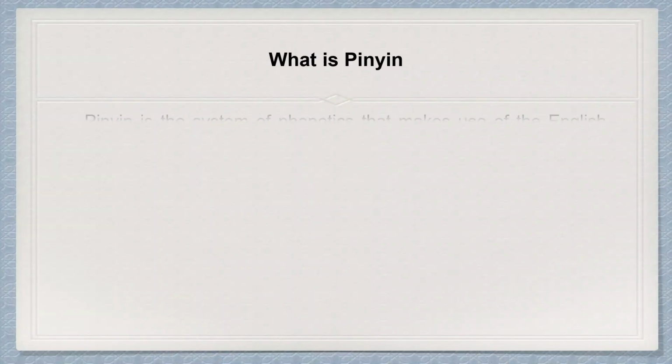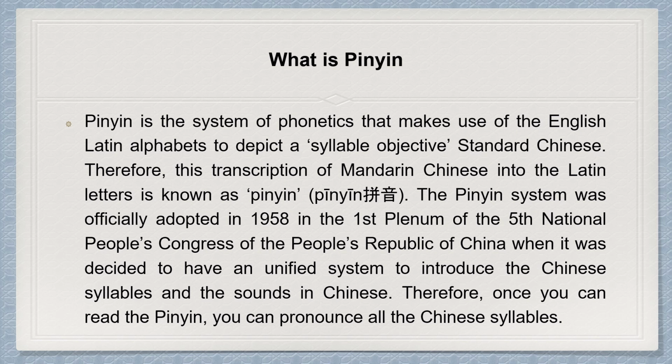What is pinyin? Pinyin is the system of phonetics that makes use of the English-Latin alphabets to depict a syllable of standard Chinese. Therefore, this transcription of Mandarin Chinese into the Latin letters is known as pinyin. The pinyin system was officially adopted in 1958 under Mao Zedong in the first plenum of the 5th National People's Congress of the People's Republic of China, when it was decided to have a unified system in order to introduce the Chinese syllables and the sounds in Chinese. Therefore, once you can read the pinyin, you can also pronounce all the Chinese syllables.